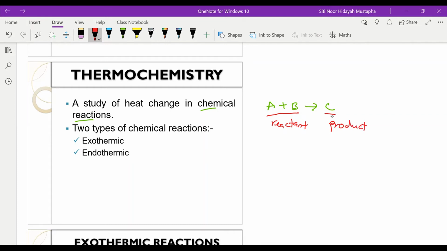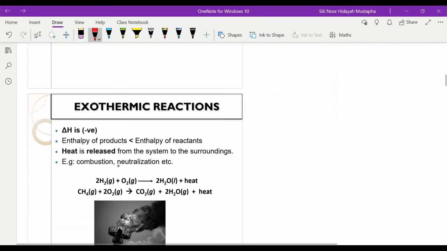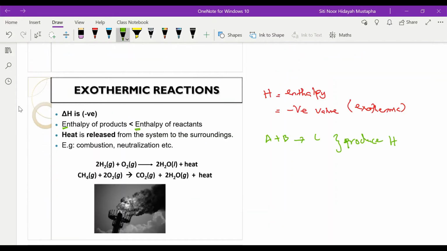Thermochemistry means a study of heat, in terms of energy, in terms of heat in the chemical reaction. So when you have reactant and you have product, that means it will be a chemical reaction. Actually, there are two types of chemical reaction: exothermic and endothermic. Okay, so for an exothermic reaction, the enthalpy will be negative, alright, and heat will be released.